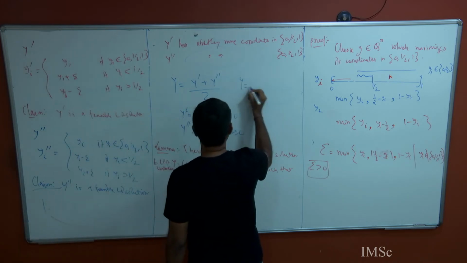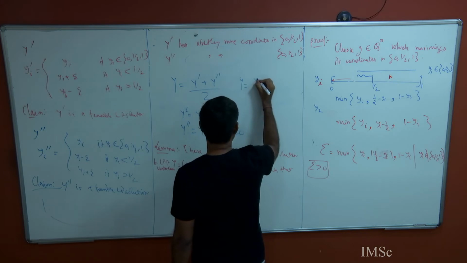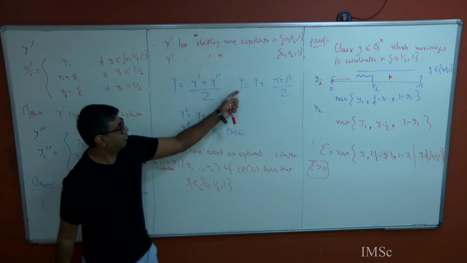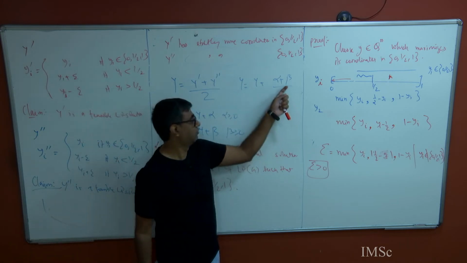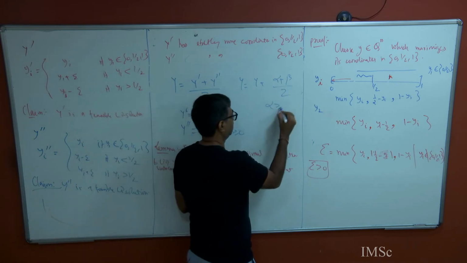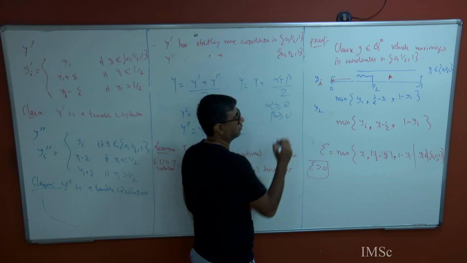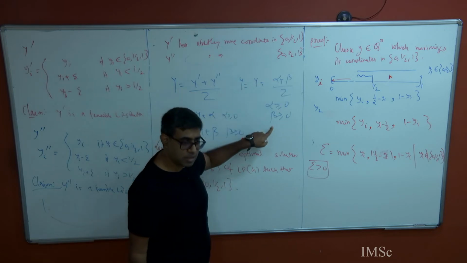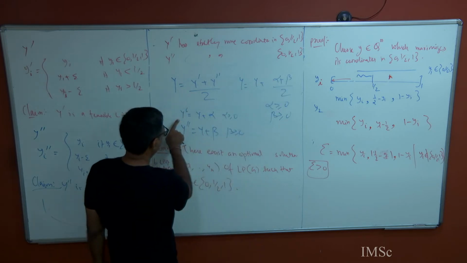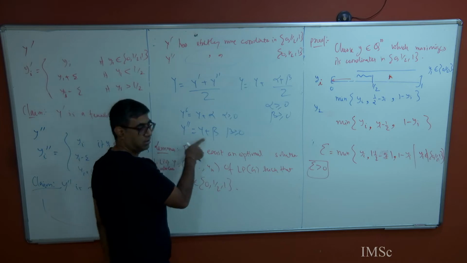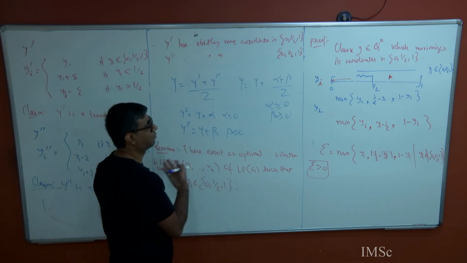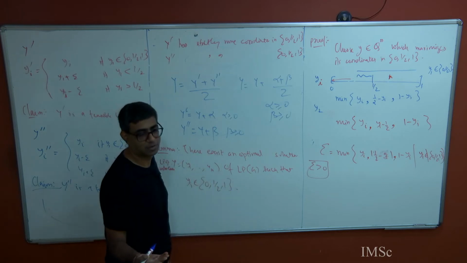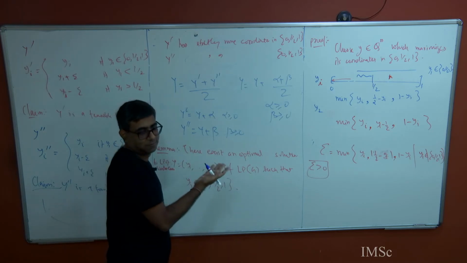So y is basically y plus alpha plus beta by 2. How can y be equal to y plus alpha plus beta by 2? When can this happen? When both alpha is equal to 0 and beta is equal to 0, which implies that y prime is equal to y, and y double prime is equal to y. So what happened? We just wrote y as a linear combination of y prime and y double prime. That's it. There's nothing more fancy happening.